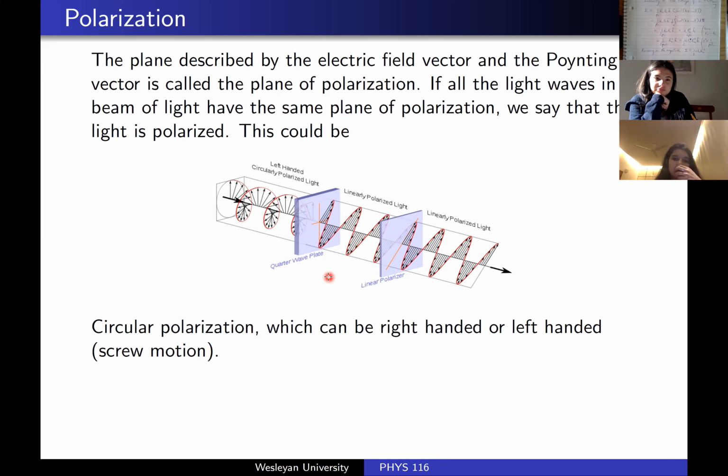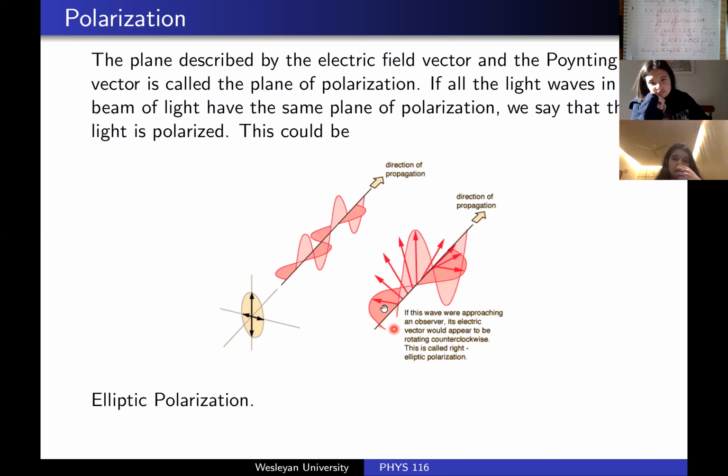And then you can also have elliptically polarized light, which is fairly similar to circularly polarized light. The difference is that as the electric field vector rotates, its magnitude changes. You can see that it's shorter over here, and then it gets longer, and then it gets shorter again, and then it'll get longer again, and so on.